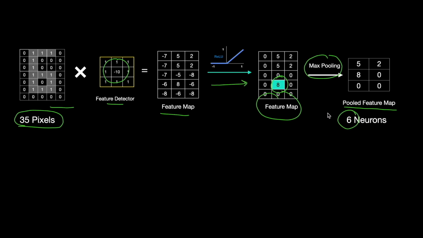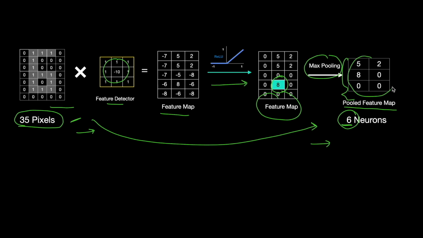And that is why CNN works way better than ANN. In artificial neural network, we would have passed all of these 35 pixels in the input layer. Whereas in CNN, we pass only this feature map, which is the size of 6 to the input layer. So we are reducing the size from 35 to 6, and we are keeping all the important informations intact.